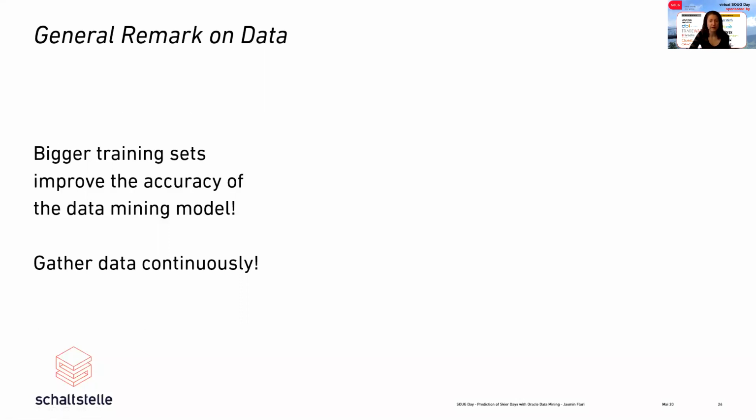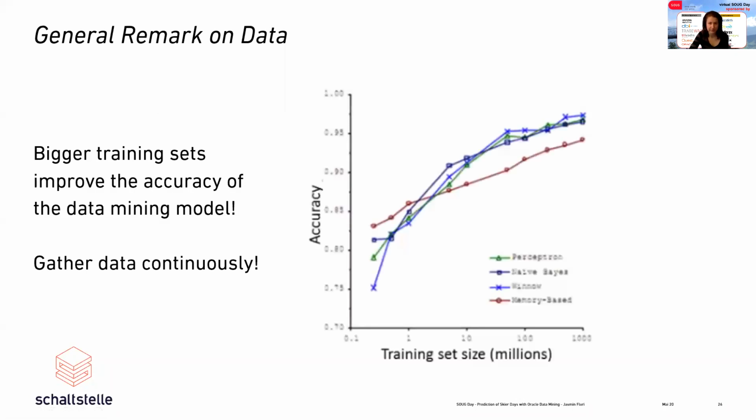So if you only have a small amount of data, the accuracy won't be very good, as seen in the picture here. If you have a lot of data, it improves the quality with every data set that you have. So if you can, always train your model with a very large data set.